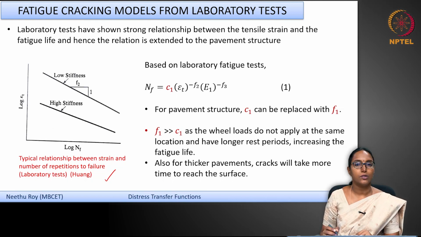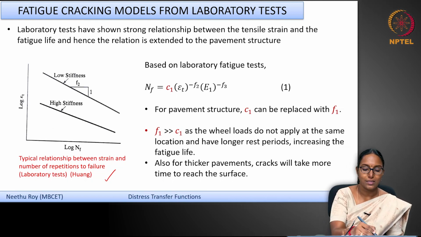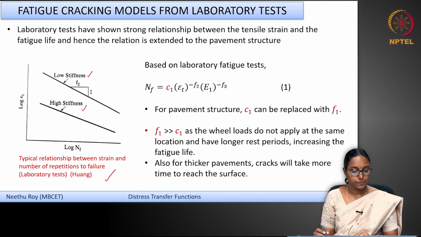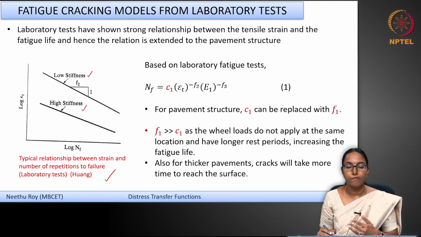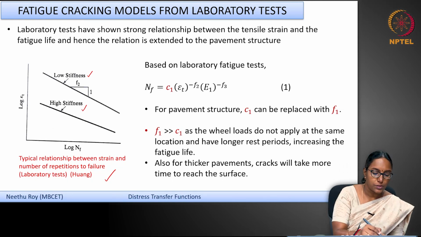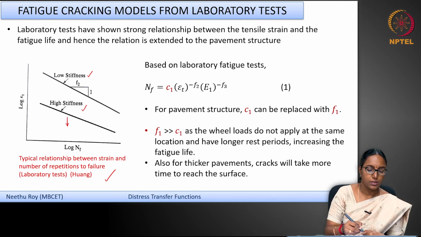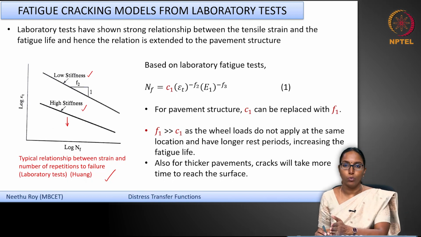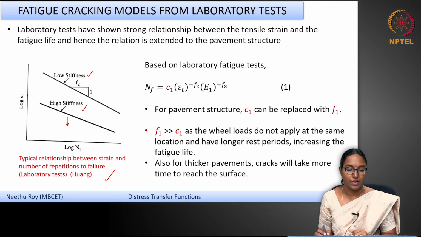So you can see that there are two mixes considered here. One is a mix with a low stiffness and the other is a mix with a high stiffness. And you see that the tensile strain that develops in the material is low for a high stiffness material and high for a low stiffness material. And also, as the strain reduces, your number of repetitions to failure will be more. Okay, so it will take a large number of load repetitions till it reaches a failure state.